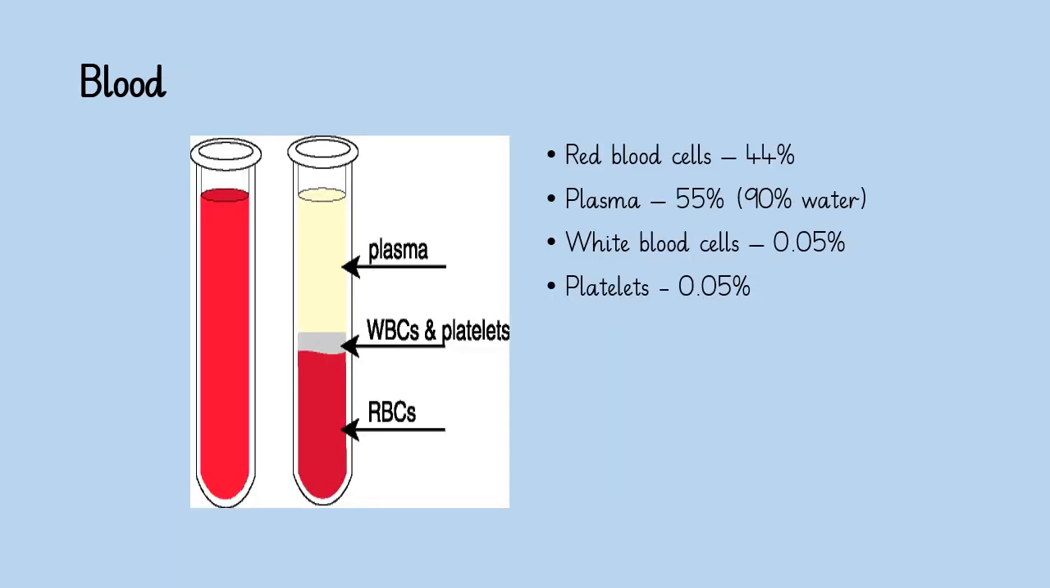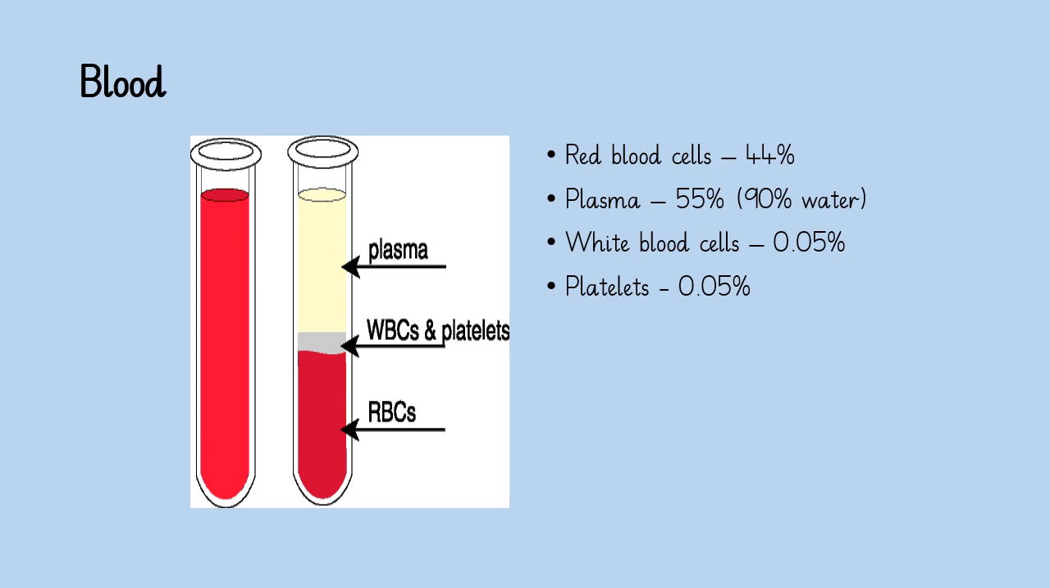So the blood is made up of all these different things: plasma, white blood cells, platelets, and red blood cells. Red blood cells make up about 44% of the blood. The plasma is 55%. White blood cells are 0.05% and platelets are 0.05%. You can see most of it is red blood cells and plasma. 90% of the 55% of the plasma is actually water.